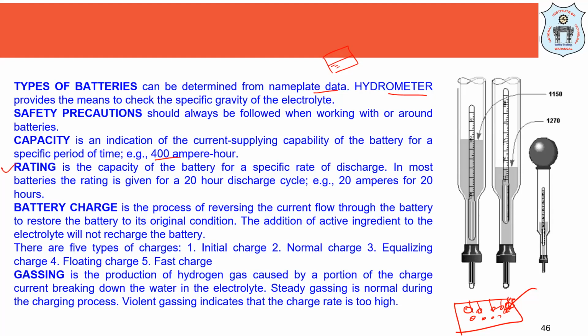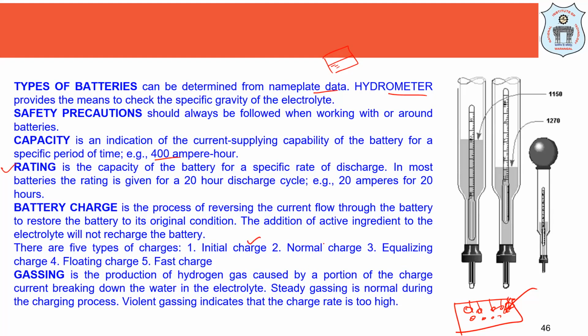And what is battery charging? It is the process of reversing the current flow through the battery. Why do we want to do that? We want to restore the battery to its original condition. So any addition of active ingredient to the electrolyte will not recharge a battery. There are different types of charging, which we have discussed earlier also.